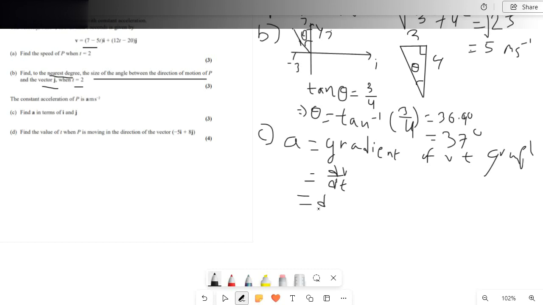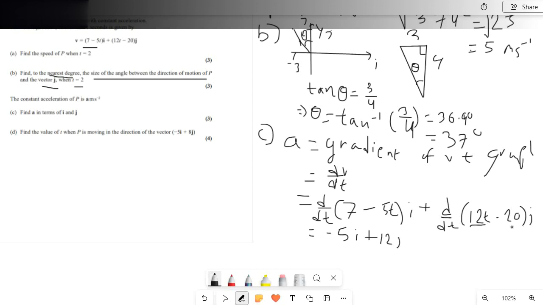So applying d by dt of 7 minus 5t, I, plus d by dt of 12t minus 20, j. Using the power rule, we know that the differentiation of any constant is 0, and here it should be 0 minus 5i, and d by dt of 12t is simply 12j, because the derivative of any constant such as minus 20 is also 0. So this is our answer.